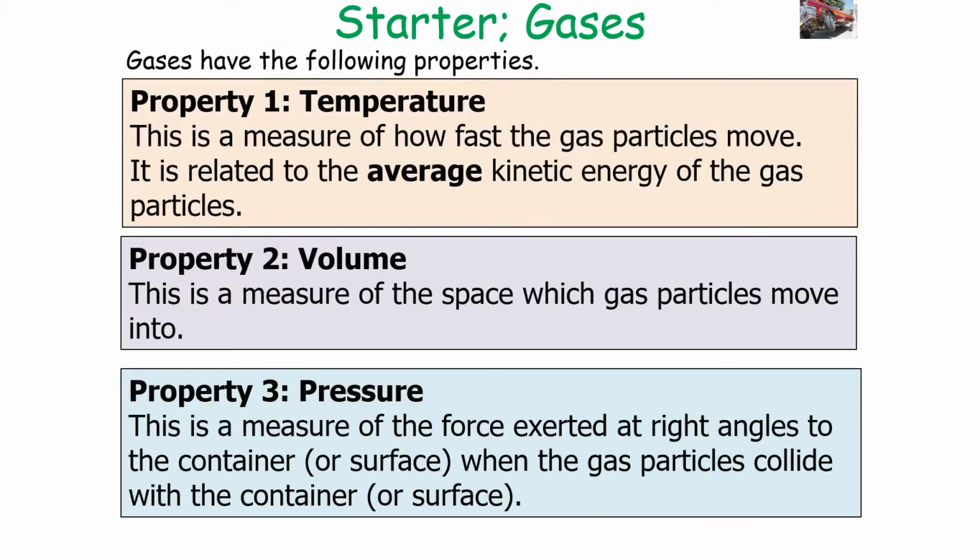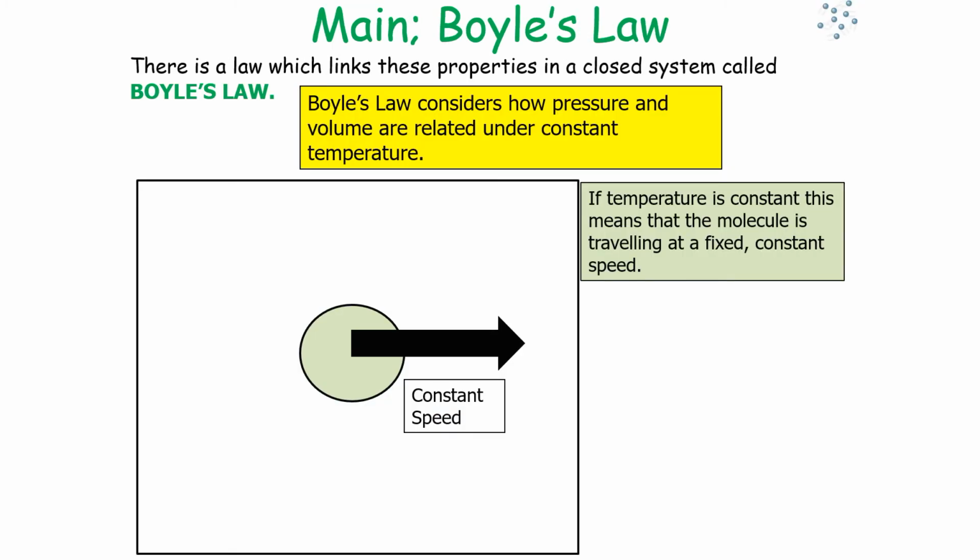To clarify what we've learned so far, gases have three properties. Property 1, the temperature of the gas, a measure of how fast the gas particles move, related to the average kinetic energy of the gas particles. Property 2, volume, a measure of the space which the gas particles can move into. And property 3, pressure, a measure of the force exerted at right angles to the container or surface when the gas particles collide with it. Now, there's a law that links these properties together in a closed system, and this is called Boyle's Law.